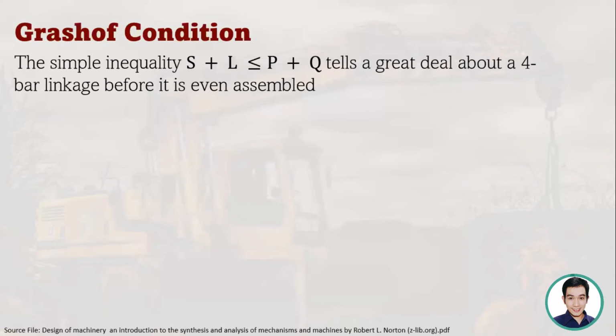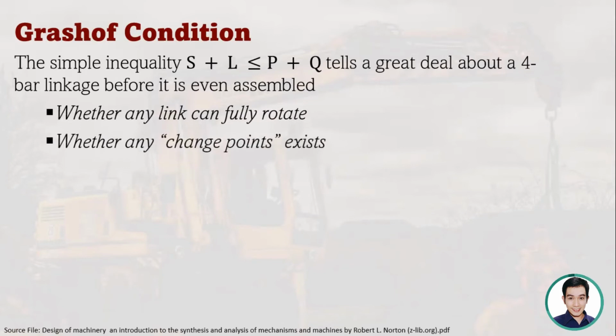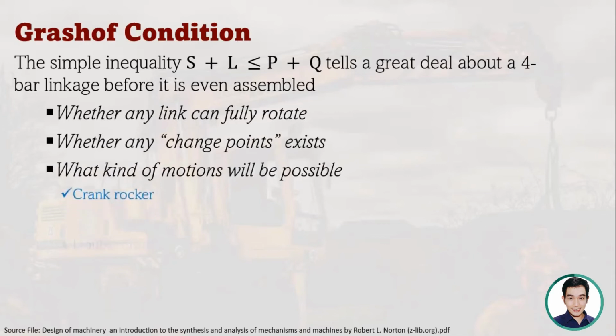So in summary, the simple inequality S plus L is less than or equal to P plus Q tells a great deal about a 4-bar linkage before it is even assembled. It can tell us whether any link can fully rotate, whether any change point exists, and what kind of motions will be possible, whether it is a crank rocker, double crank, or a double rocker.